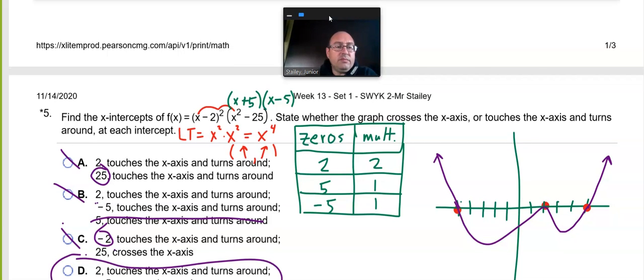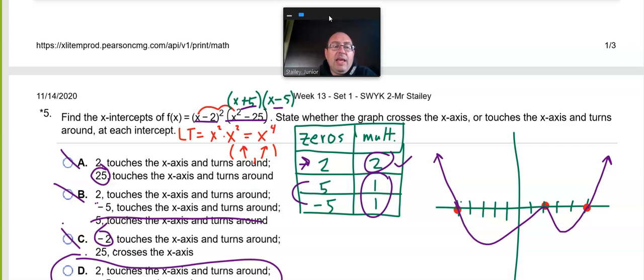Question 5, similar type strategy, right? You can see I've got x minus 2 quantity squared, so that means the x-intercept 2 occurs twice, right? That's going to be your even multiplicity and it's bouncing off the axis. You can see the x squared minus 25 can be broken up into x plus 5 and x minus 5 because it's a difference of perfect squares, creating 5 and negative 5. They both occur as a factor once.